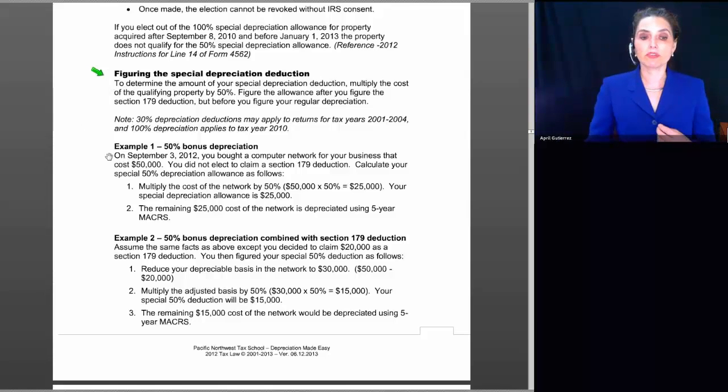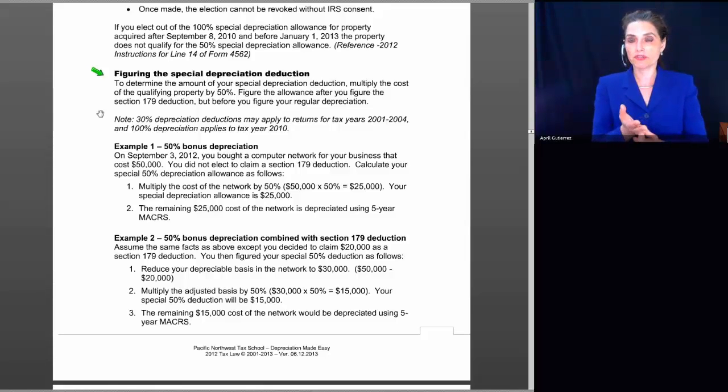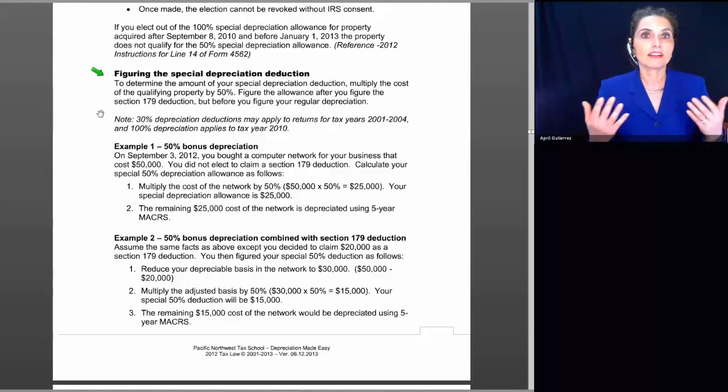Today, when we're looking at a year where you're eligible for 50% bonus depreciation or possibly, in a few situations, 100% bonus depreciation, if you elect out of 50, you don't get 30. If you elect out of 100, you don't get 50. You elect out of bonus completely.